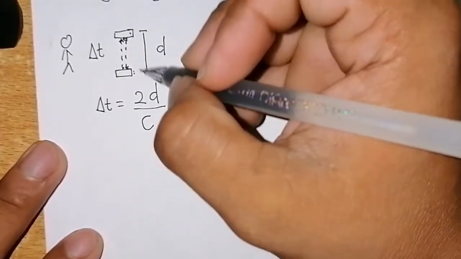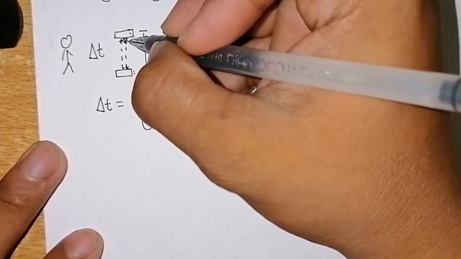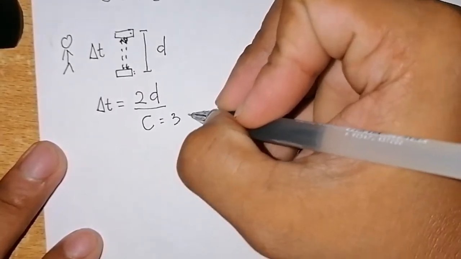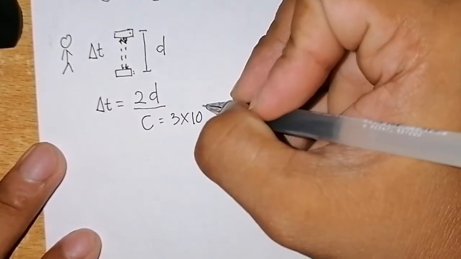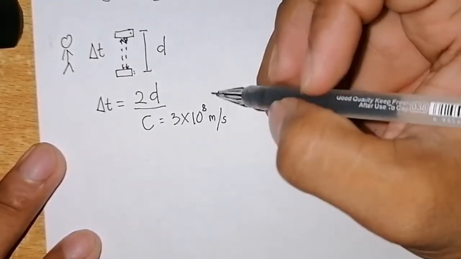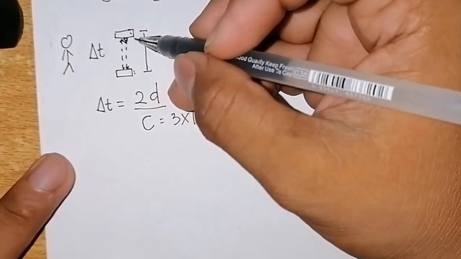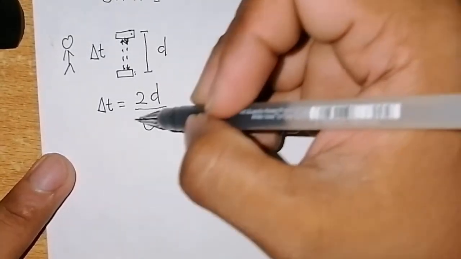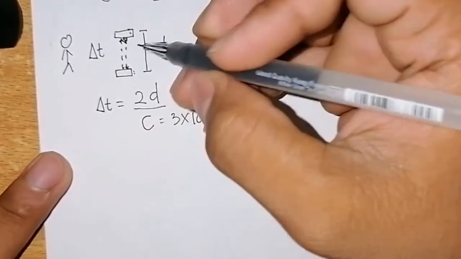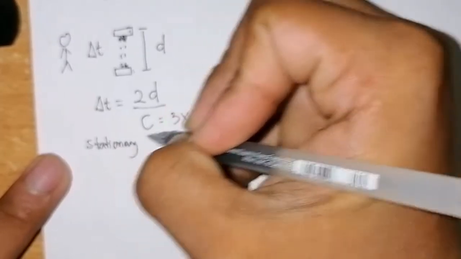Now what is the speed of light? It is the speed of these photon particles that is being emitted in here. The speed of light is equivalent to 3 times 10 to the power of 8 meters per second. So that is the speed of the photon particles, or the light particle. So this is actually the equation for our stationary setup.